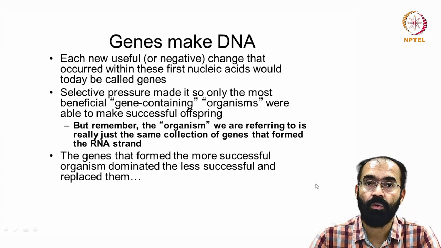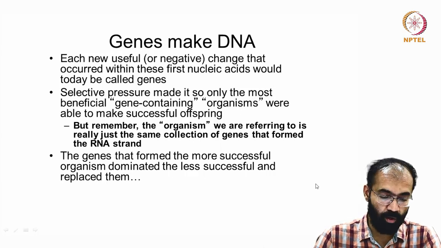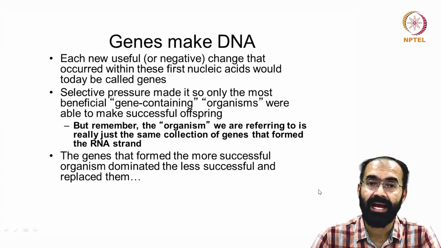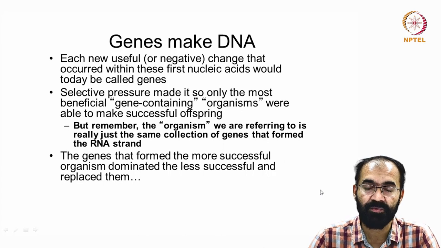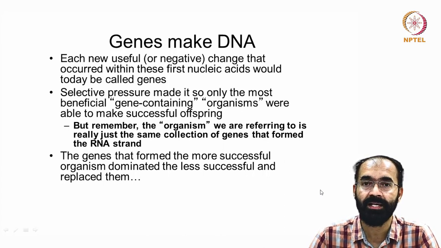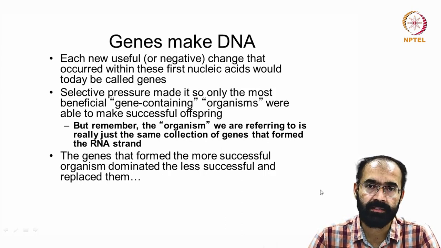So the genes that formed the more successful or the more adapted organisms dominated the less successful ones and eventually replaced them, because the successful one needs raw material. Like we have already seen, if a ribozyme has to make a copy of itself, it needs raw material. If raw material is not available in the environment, it has to chew up an existing nucleotide or existing nucleic acid and make the monomer and make use of it. And then we are coining a term called selfish gene. Selfish gene here basically means a gene that is making use of the environmental factors that are available and tries to sustain itself. This is what you see at the organismal level or at the cellular level or at any level. If you are looking, every gene's innate property is to make a copy of itself.